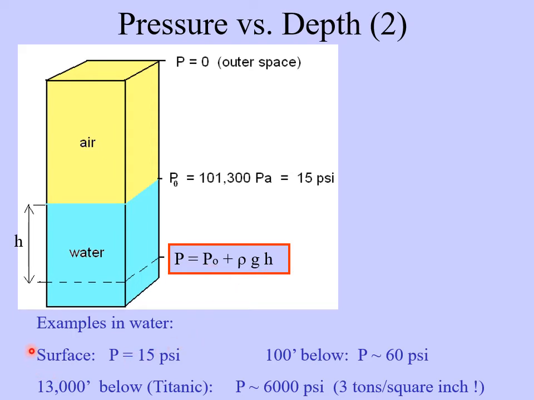So again, at the surface of say a swimming pool or the surface of the ocean, the pressure is 15 psi or 1 atmosphere. I'm going to just use psi here. If you go scuba diving and go down, this is actually pretty deep for scuba diving, but you can get certified up to 100 feet below the surface, I believe. That would equate to about a pressure of 60 psi. So notice the pressure is 4 times greater than at the surface.